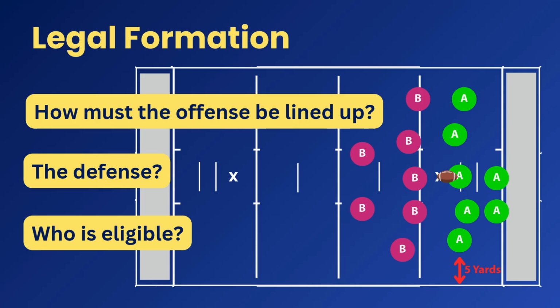At the snap, everybody can move everywhere. So as soon as the snap occurs, the defense can come across into the neutral zone, the offense can come across into the neutral zone. There's no restrictions. And who is eligible?